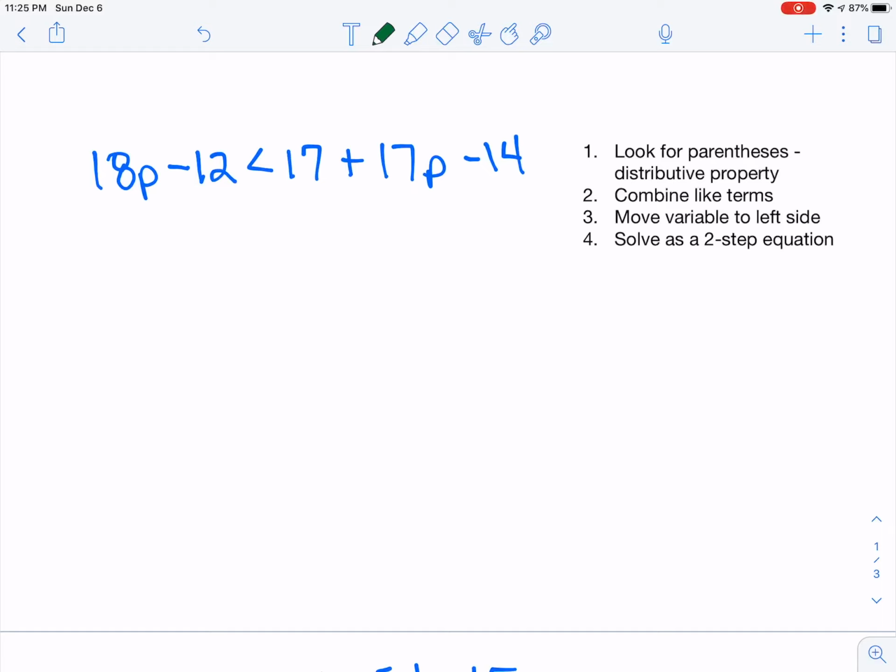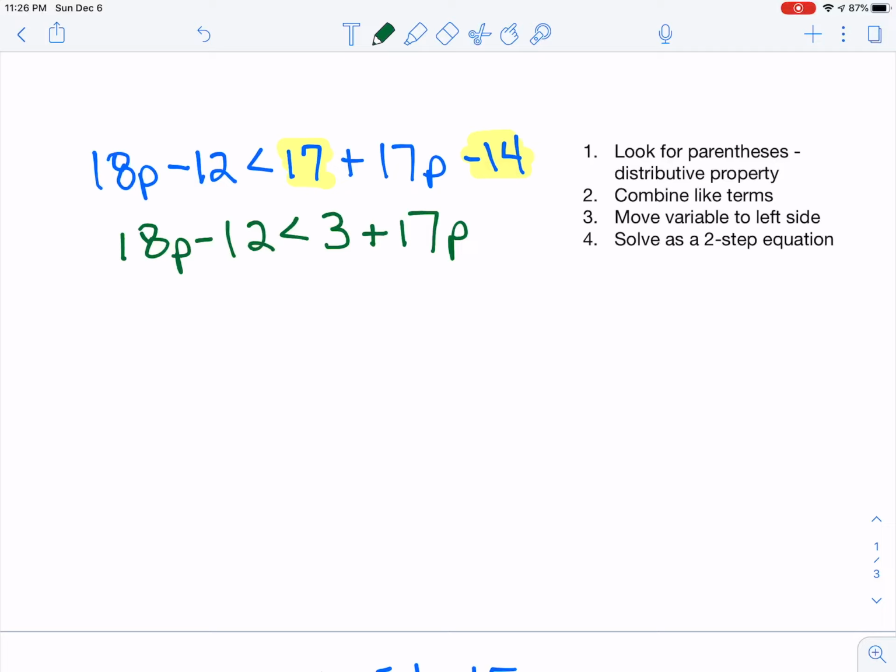I don't have any parentheses here, so I'm going to go on and start looking for any like terms that I can combine. On the left side of the equation, I don't have any like terms, but if I look on the right side, I have a 17 and a minus 14 that are both constants, and I can put them together. So on the left side of the equation, it's going to stay the same. 18p minus 12 is less than, so I'm going to combine 17 and minus 14, and that's going to give me a positive 3, and then I have 3 plus 17p.